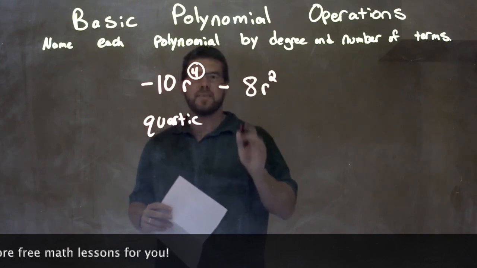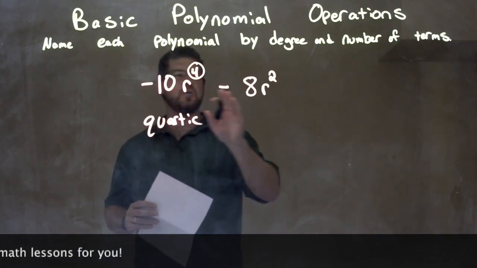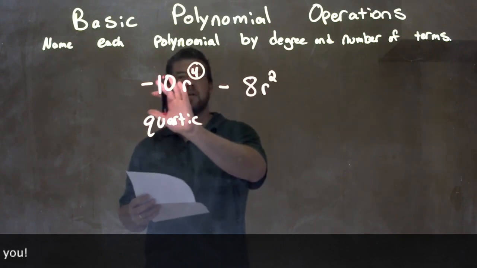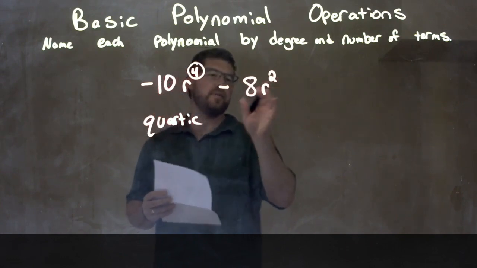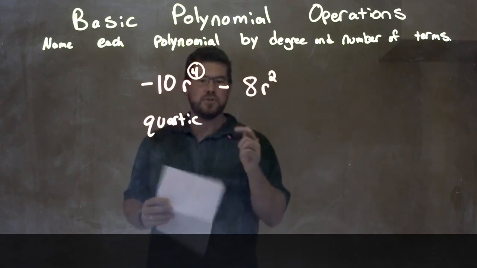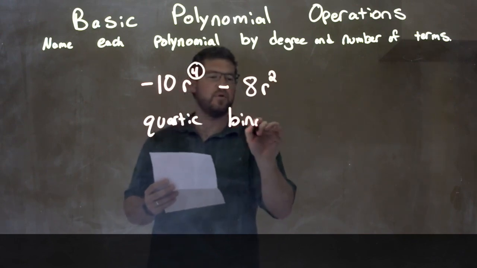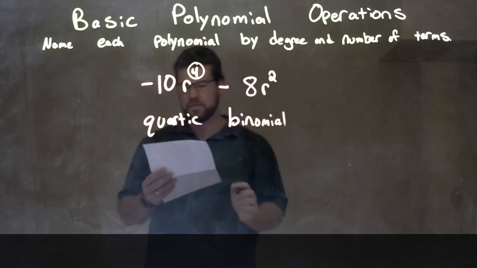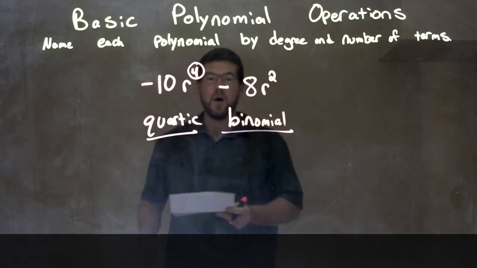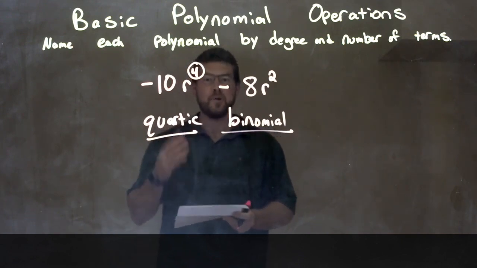We call that quartic. Then there are two sections, two separate parts. We have negative 10r to the fourth power, that's one, and then 8r squared, and there's a subtraction between. That's a binomial too. So we have quartic, binomial, and there we have our final answer.